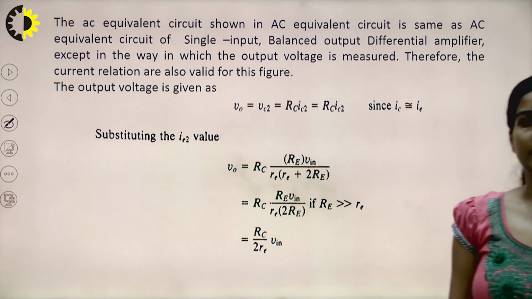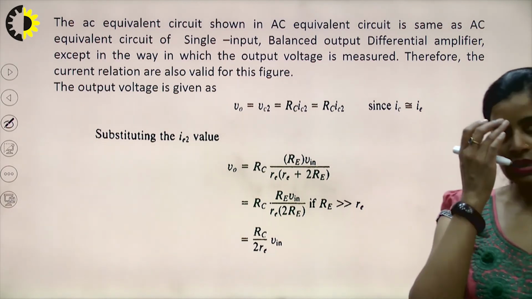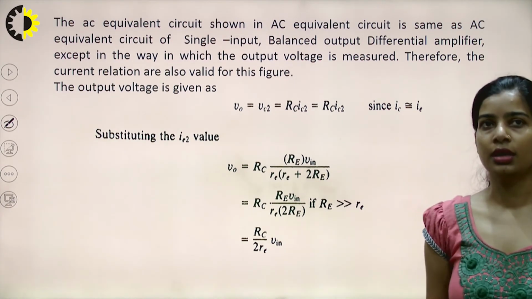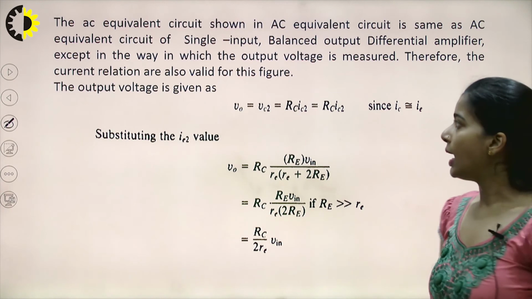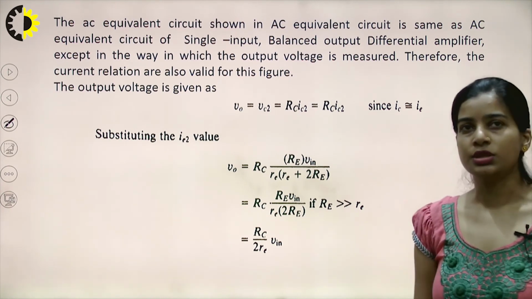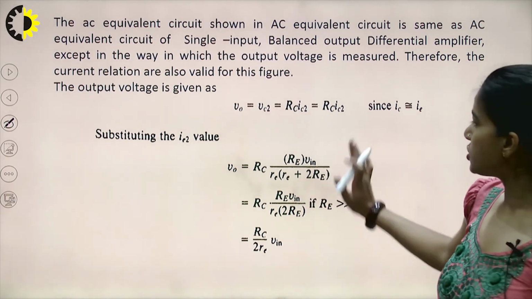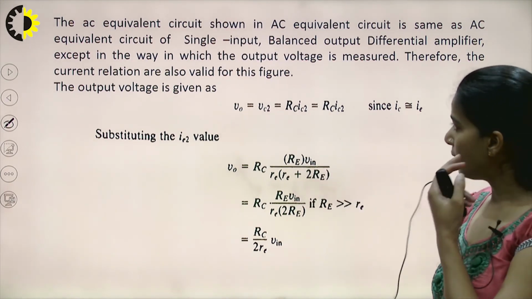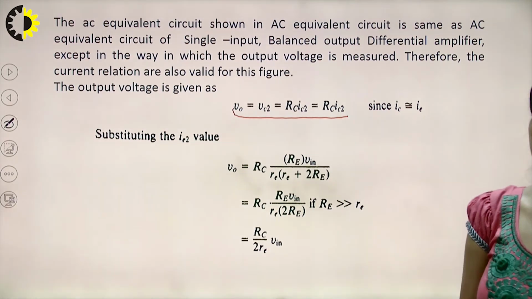The AC equivalent circuit that we have seen is the same as the AC equivalent circuit of the single input balanced output differential amplifier, except in the way in which the output is being measured. So the expressions of current will be the same, and the output that we will be writing will be a bit different.